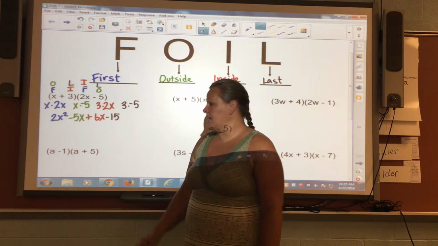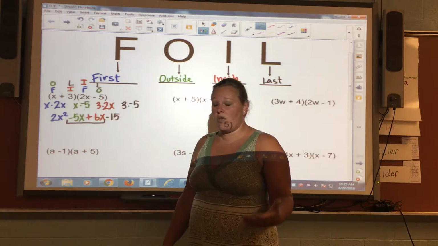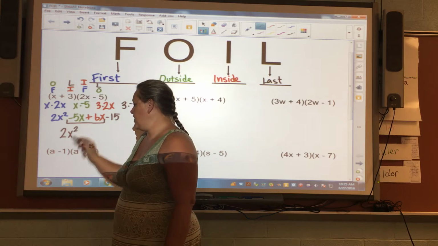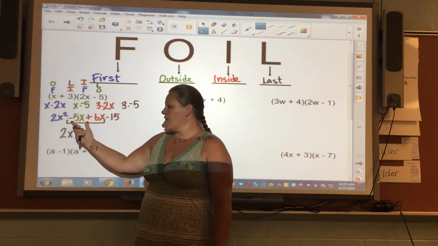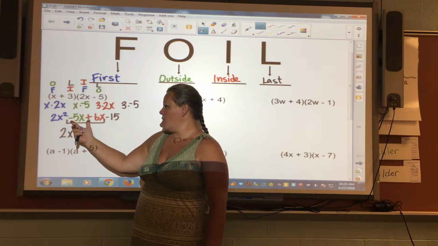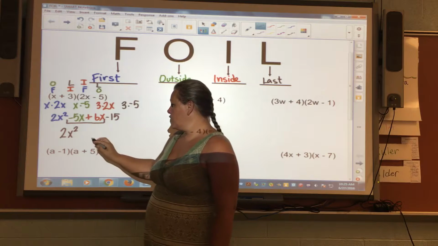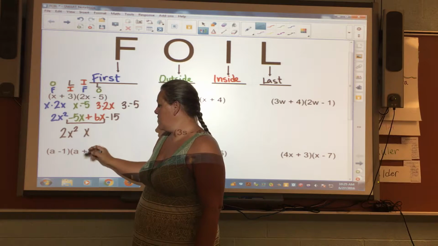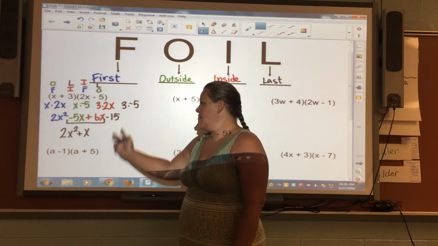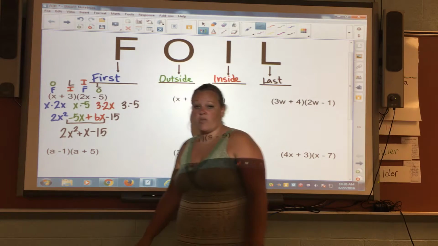And then we can see that we have like terms. We have two sets of plain old x's. So we'll keep the 2x squared. It doesn't have anything that looks alike. And then we go here and we are adding or combining like terms. So my signs are different. I have a negative and a positive. So I will subtract and get 1x and keep the sign of the biggest number. So it will be positive. And then the minus 15 will just come down. And we're finished.